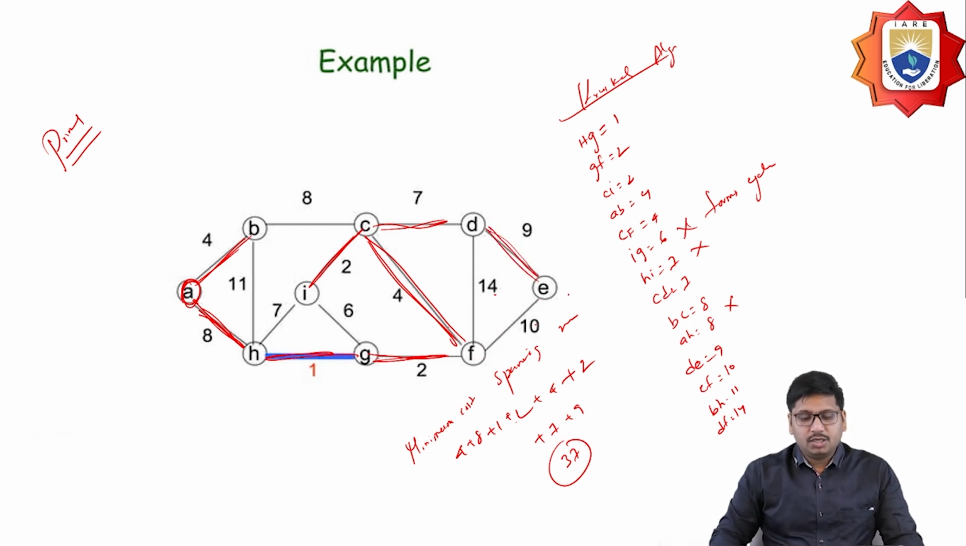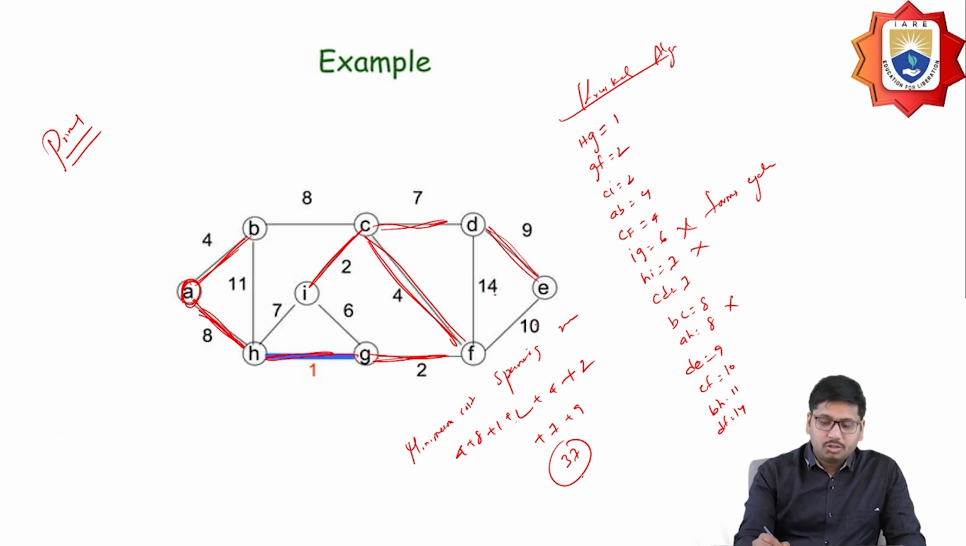So this is the resultant final tree according to Prim's algorithm. So here also the minimum cost should be the same. That should be 37.